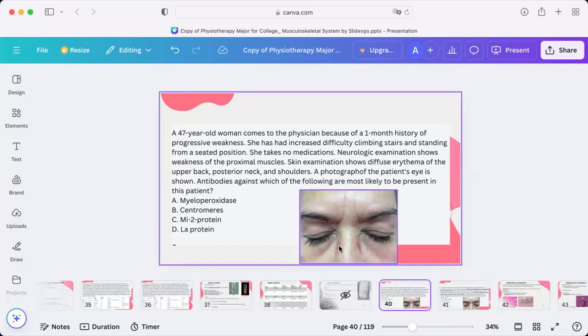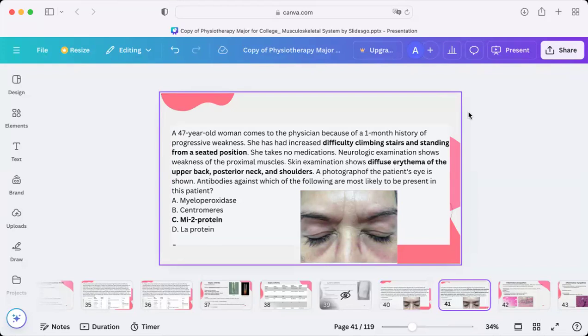Guys, what is this finding called? Good job. I see one person gave the diagnosis. What diagnosis are you guys thinking? Correct. It is the heliotrope rash. Good job. So guys, you were right. It's the Mi-2 protein.